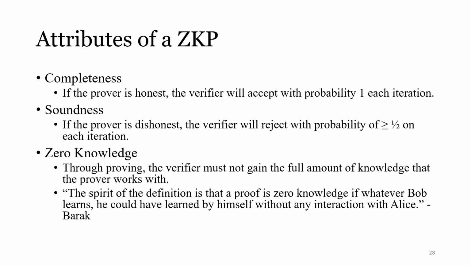In one of the professor's lecture notes, Barak here had a nice quote where he said, "The spirit of the definition is that a proof is zero knowledge if whatever Bob learns, he could have learned by himself without any interaction with Alice." Of course, Bob knows whether he switched or didn't switch the things behind his back. It's a pretty trivial thing to know as the verifier.